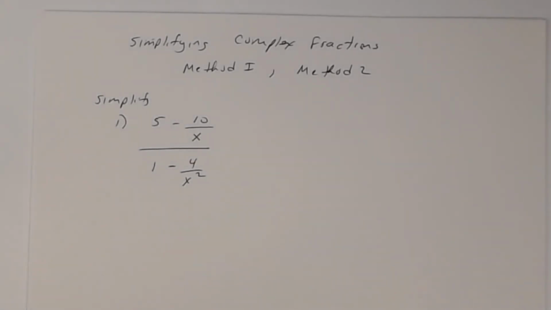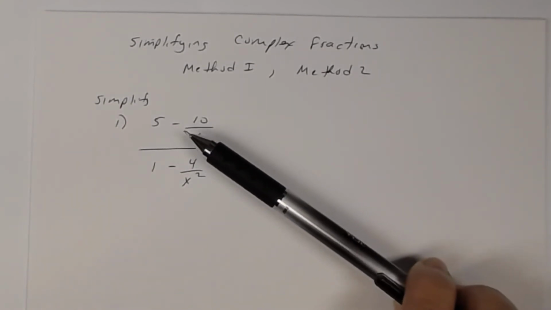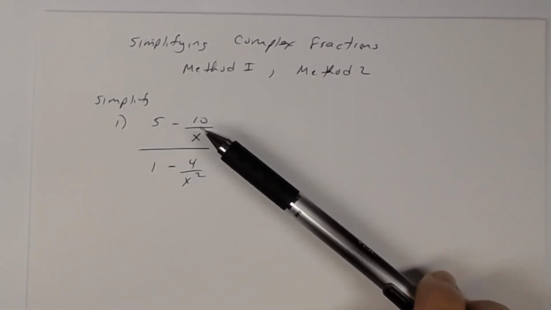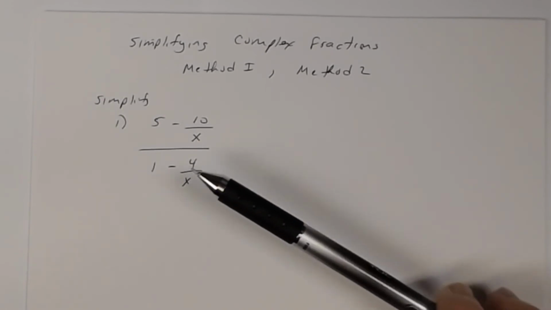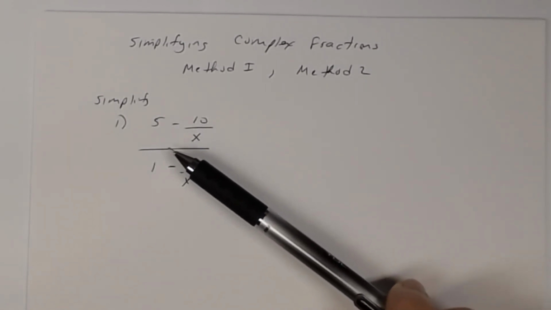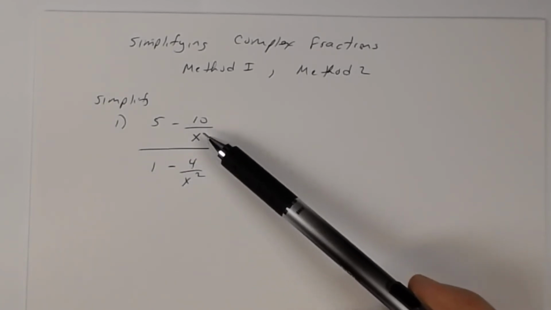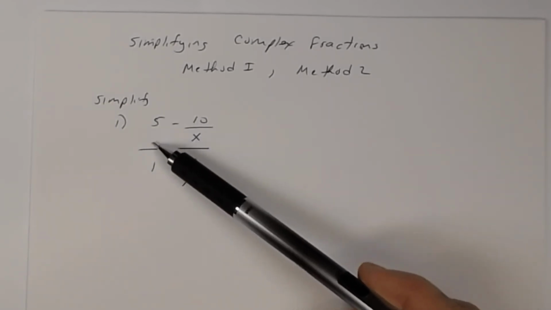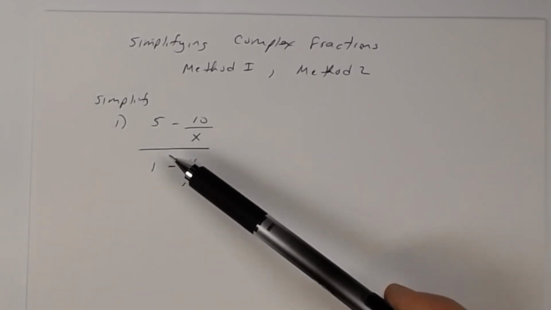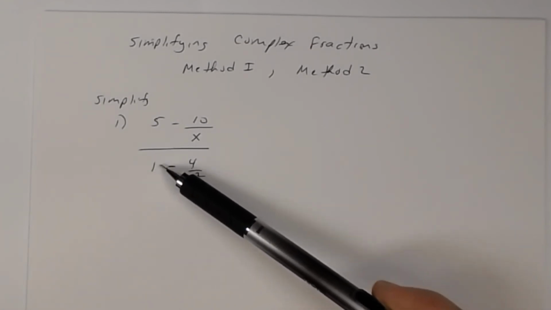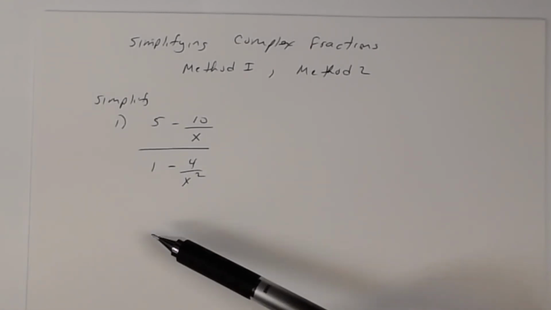Okay, so in this lesson, we're going to look at simplifying complex fractions, and we're going to look at method 1 and method 2. In number 1, we have this complex fraction, so we have a fraction divided by a fraction. In the numerator, you can rewrite this as 5 divided by 1 minus 10 divided by x, so in the numerator you have two fractions. And the same thing in the denominator. I can write this as 1 divided by 1 minus 4 divided by x squared.